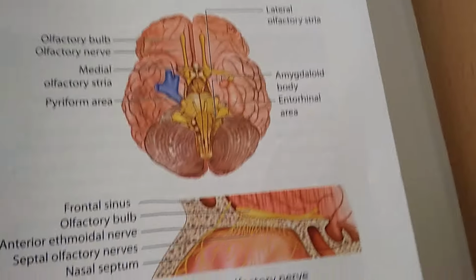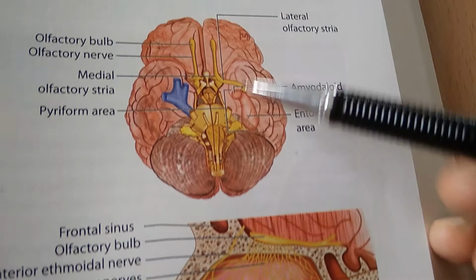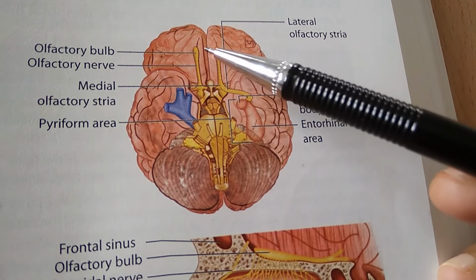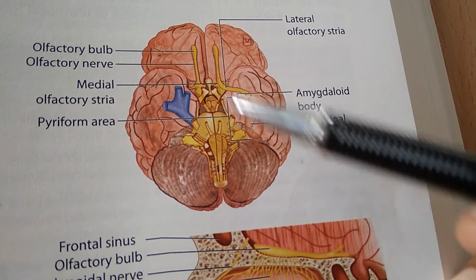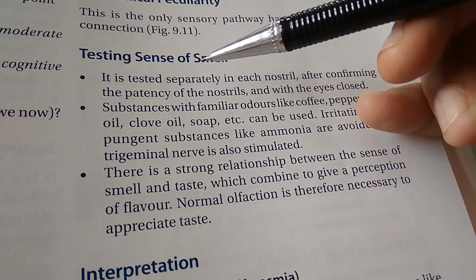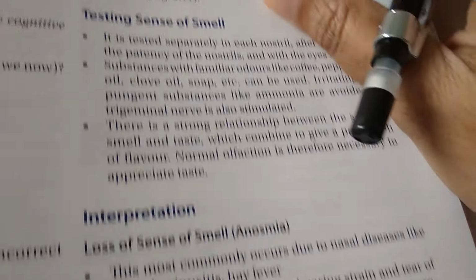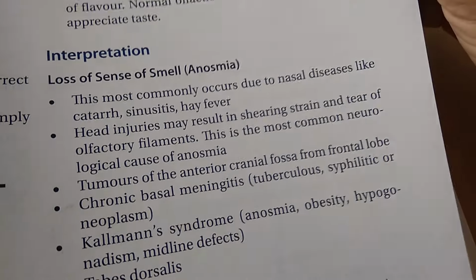So basically you can see here how the anatomy of the olfactory nerve is. So where is the olfactory bulb? Here's the olfactory bulb, olfactory nerve. So this is much higher up from your brainstem, isn't it? So you will check the sense of smell. You'll check each nostril separately, and then you will interpret it: anosmia, and then some syndromes associated with that, right?